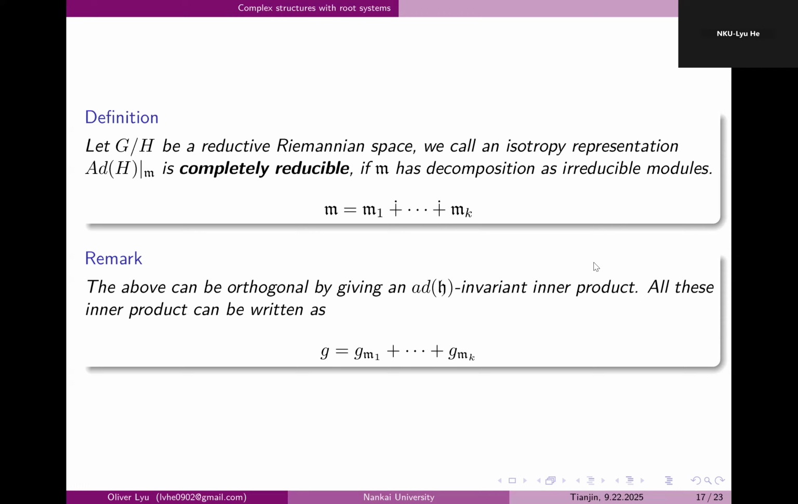This inner product always exists, and it can be written as g. As we have seen before, when you denote an ADH invariant inner product, you have a G invariant metric on the manifold level. So equally, we just give expressions for the G invariant metric on the homogeneous space.